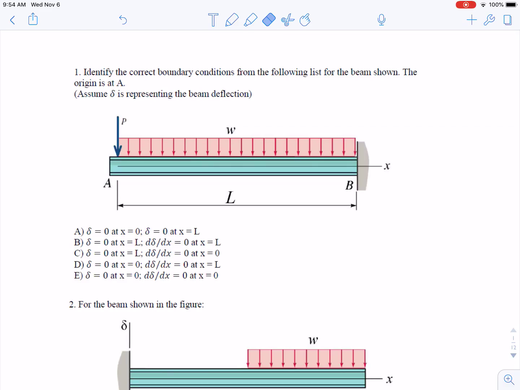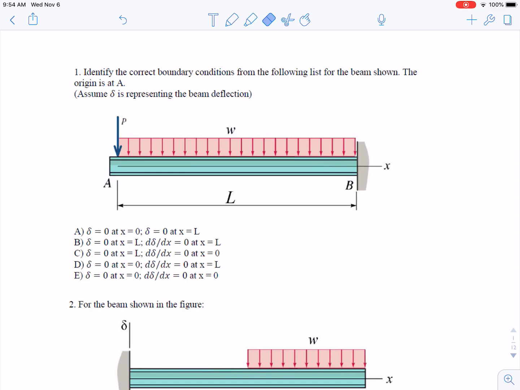Okay, let's review these problems, these questions in exam number 3. Let's look at the first one. Identify the correct boundary conditions from the following list for the beam shown.